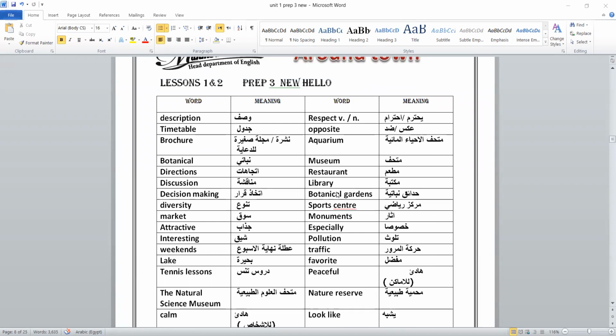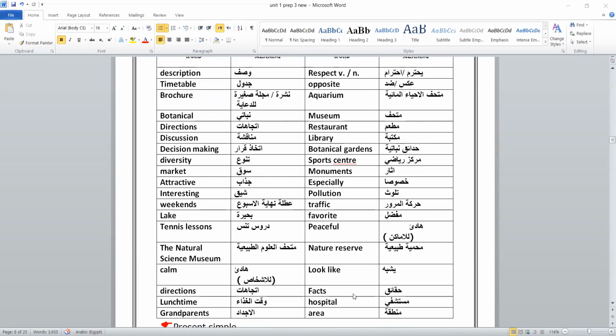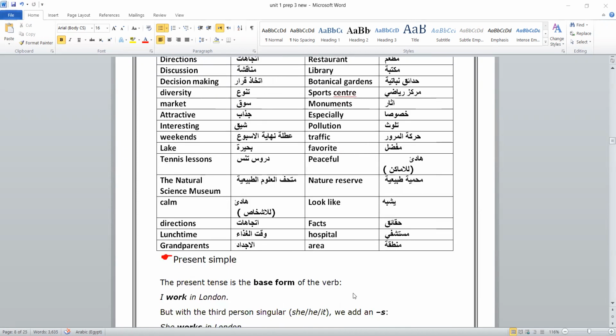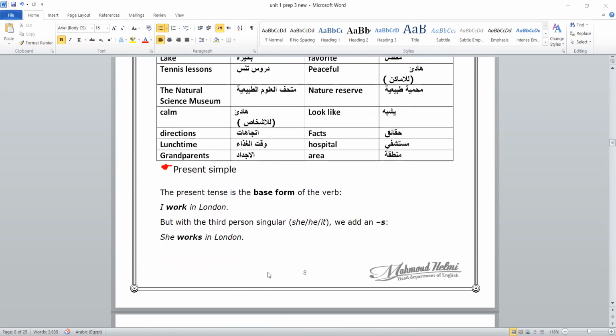Opposite, aquarium, museum, restaurant, library, botanical gardens, sports center, monuments, especially, pollution, traffic, favorite, peaceful, natural reserve, look like, facts, hospital, area. Now we will start with the present simple.